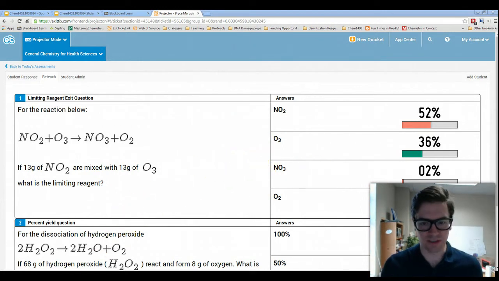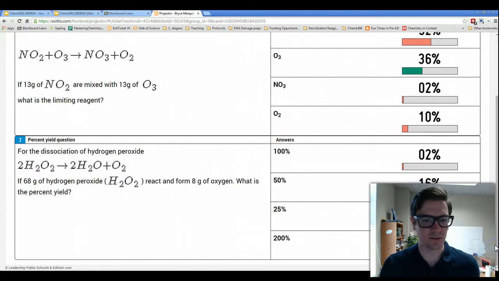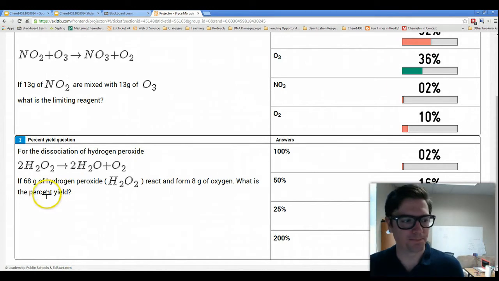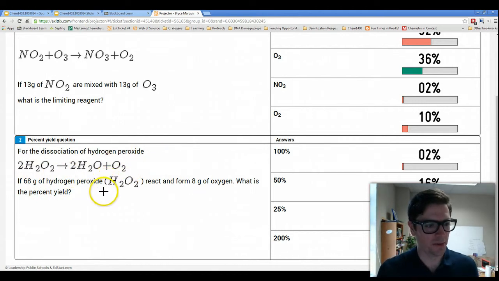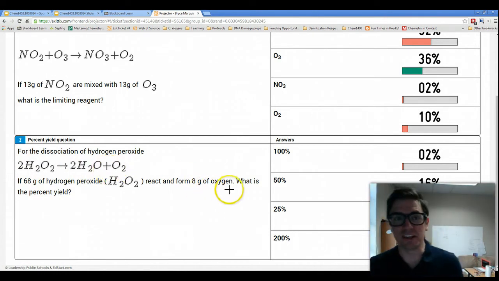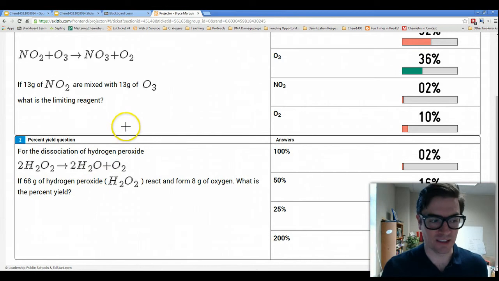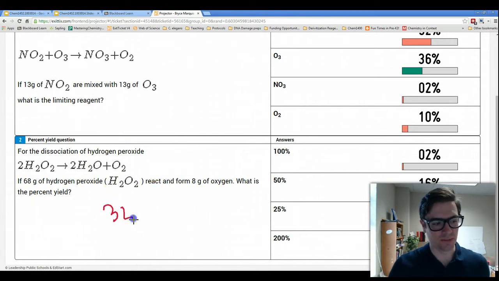Now if we look down here at the second one, the majority of people got this one right, about 70% of you. What we see is that 2 hydrogen peroxide goes to 2 water and oxygen. It says that 68 grams reacts to form 8 grams of oxygen. What is the percent yield? You have to go through this whole calculation, figure out how many moles of hydrogen peroxide you have, and then determine how many moles of oxygen you produce. This was the same reaction that we did at the beginning of the class, and what we found was that 32 grams of O2 is the theoretical yield.